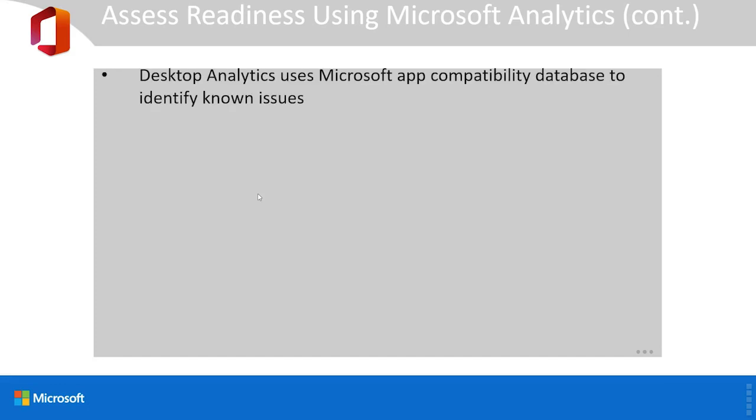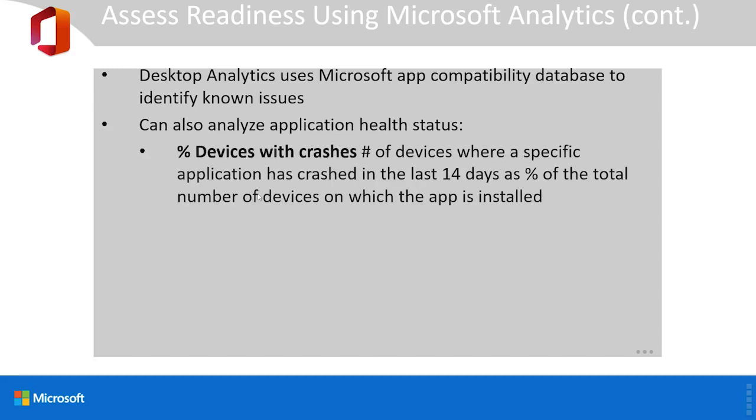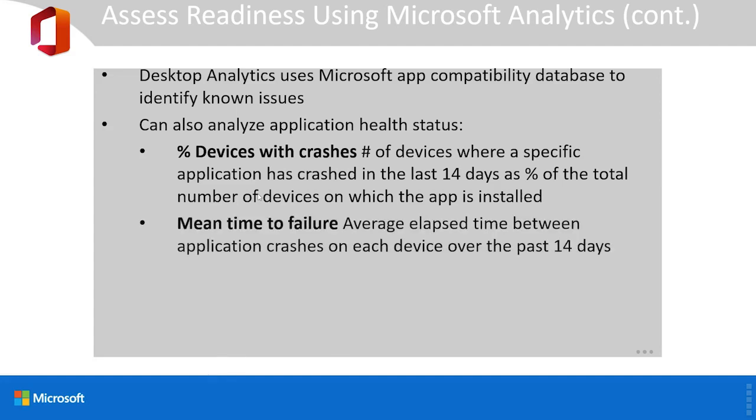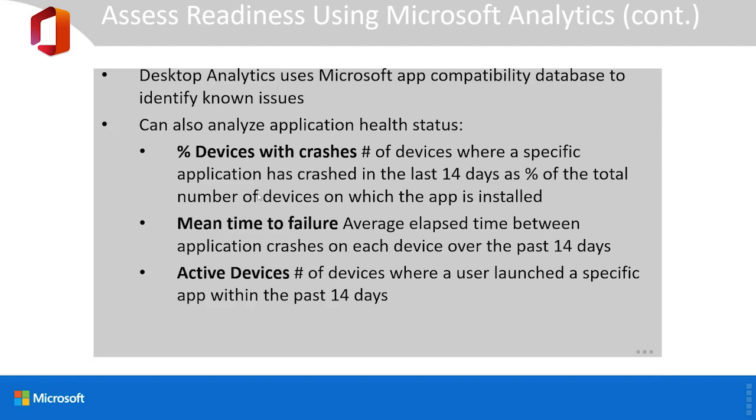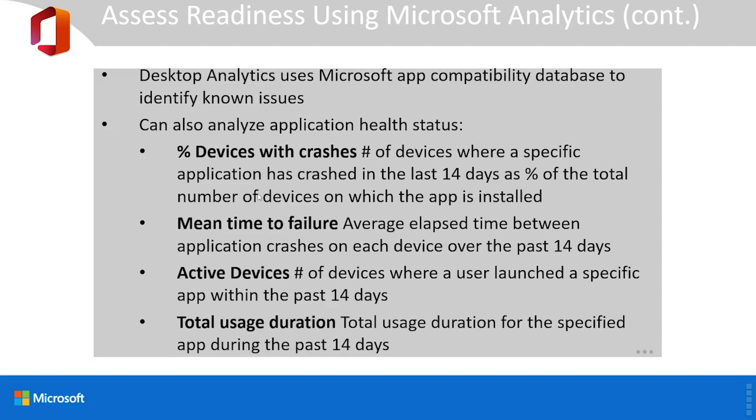To do its job, Desktop Analytics uses the Microsoft App Compatibility Database to identify known issues. It can also analyze application health status, measuring indicators like % of devices with crashes, which is the number of devices where a specific application has crashed in the last 14 days, as a percentage of the total number of devices on which the app is installed. Mean time to failure, which is the average elapsed time between application crashes on each device over the past 14 days. Active devices, which is the number of devices where a user launched a specific app within the past 14 days. And total usage duration, which is the total time that the specified app has been used during the past 14 days.